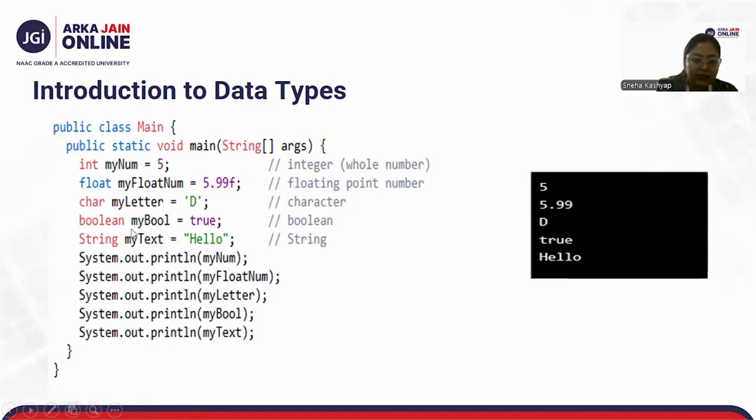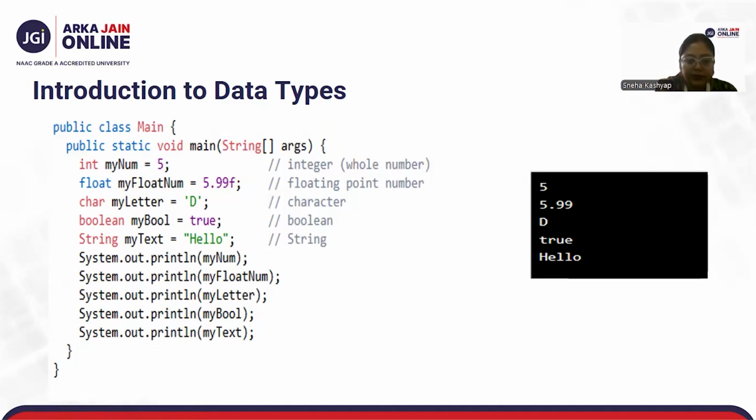The fourth one is my bool of type boolean, and the value assigned is true. Next, the last one, my text, of type string. Since I have taken the type string, I have used double quotation marks and typed hello.